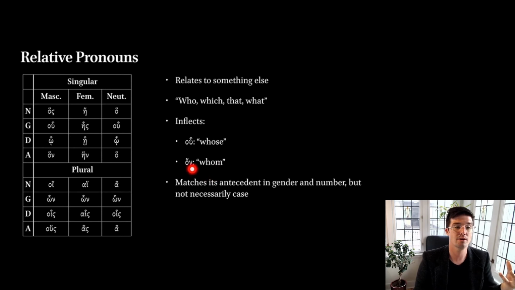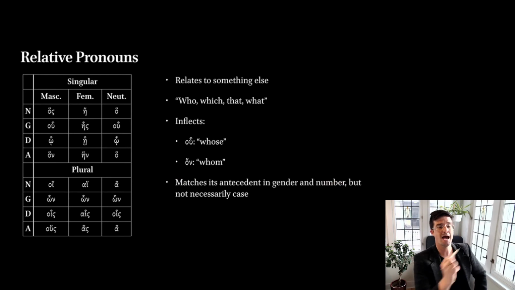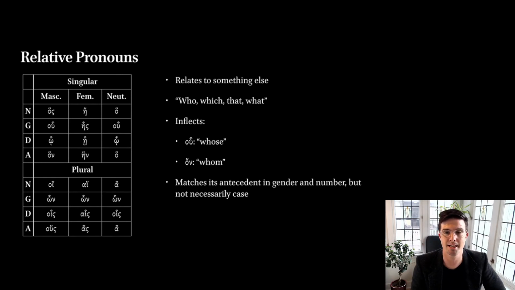And so we notice here that Han is in the accusative case, which would be the direct object in a sentence. And so like other pronouns, a relative pronoun is going to have an antecedent, and it's going to match that antecedent in gender and number, but not necessarily in case. Its case is going to be dependent on what it is doing in the sentence, what its function in the sentence is.